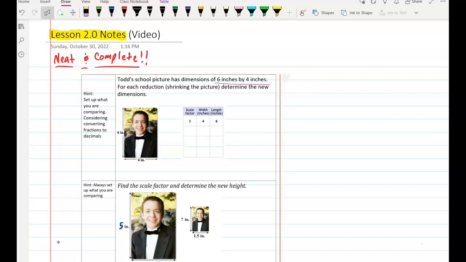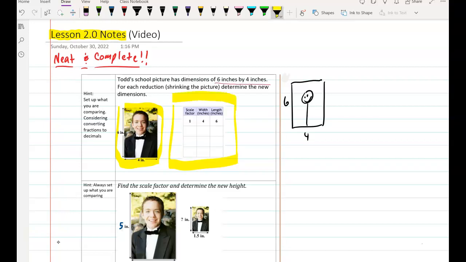Let's take a look at our very first question. Todd's school picture has dimensions of 6 inches by 4 inches. And you can see that right here. Now, you're going to want to draw that, but it doesn't have to be perfect or anything. Just draw a picture. Nothing fancy. 6 inches by 4 inches. And you're also going to want to draw the table that you see here.